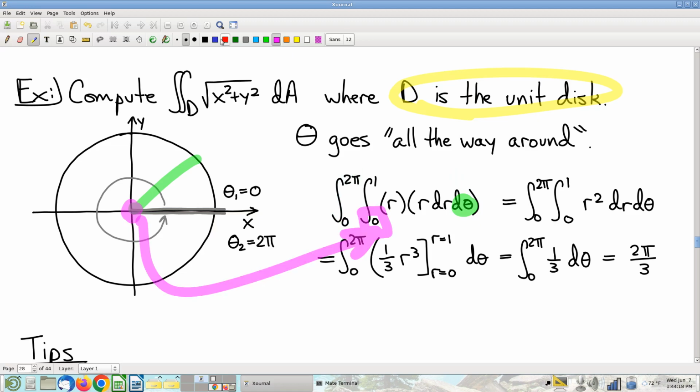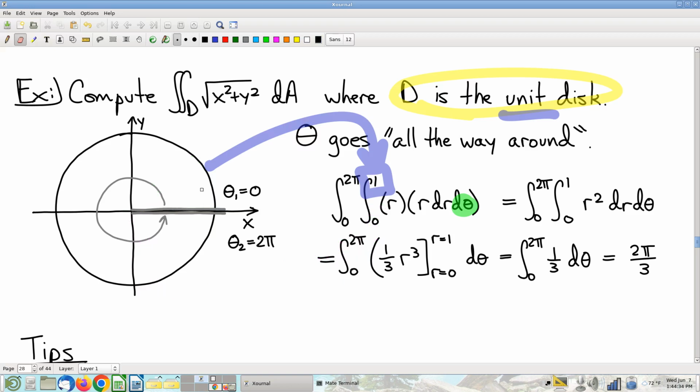And we end at that point. That's on the edge of the unit disk. That means that's where r equals 1. Everybody happy? Okay. Cool.